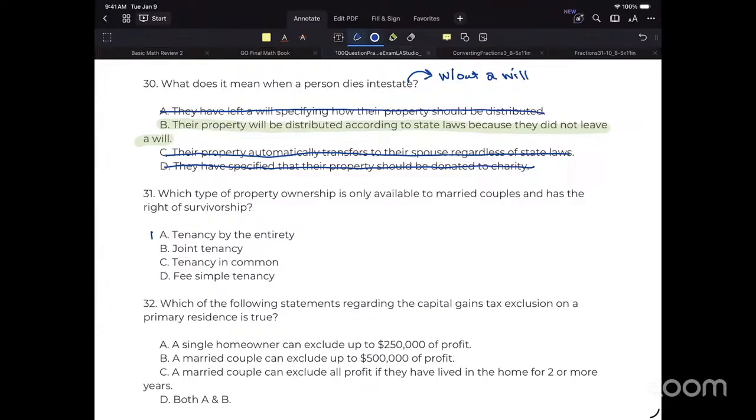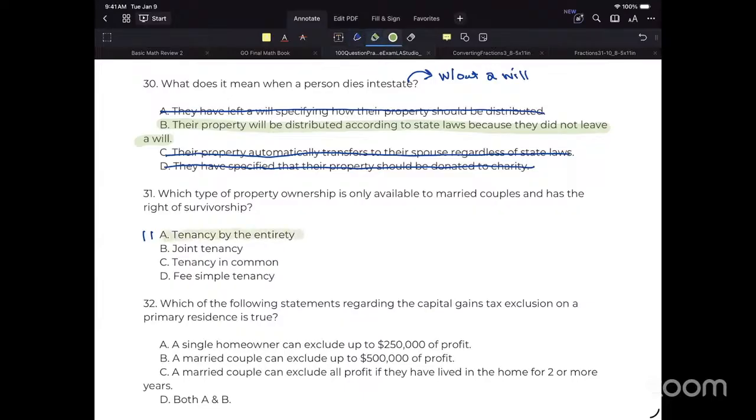Tenancy by the entirety, joint tenancy, tenancy in common, and a fee simple tenancy. Again, I like these questions because the vocab on it is chef's kiss, great. Caroline, you said B, A? Okay, I was like, it can't be B and A. You two said it was A, and yes, A is our correct answer.